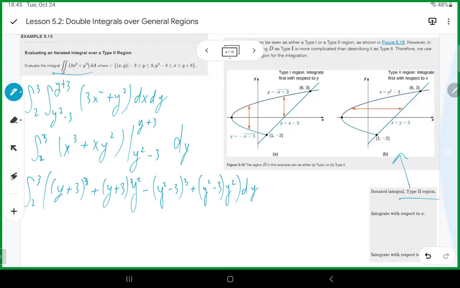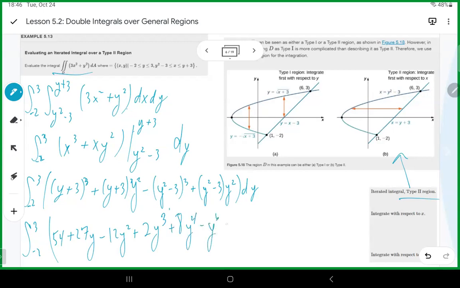Okay. If you work that out, oh, my 2 is negative the whole time outside here. Sorry, I was so used to doing positives. So if you work that out, you're gonna end up with 54 plus 27y minus 12y squared plus 2y cubed plus 8y to the 4th minus y to the 6th dy.